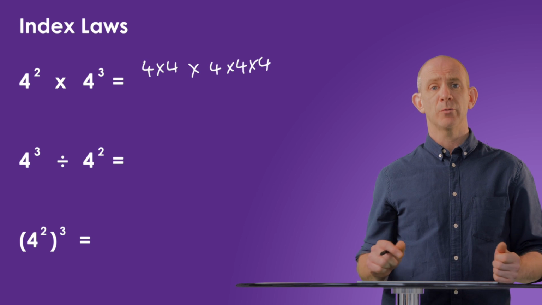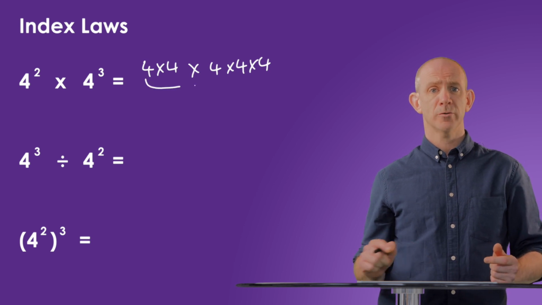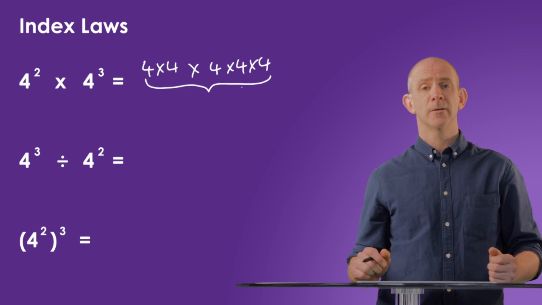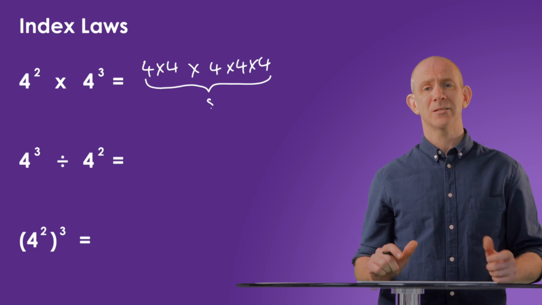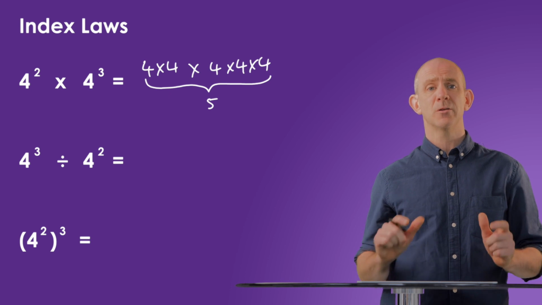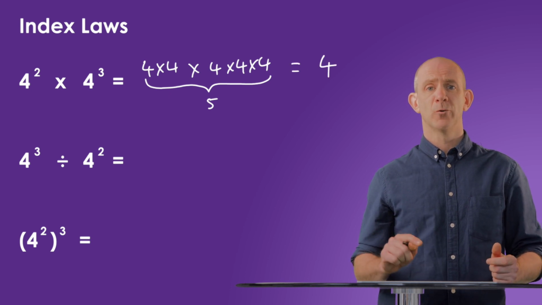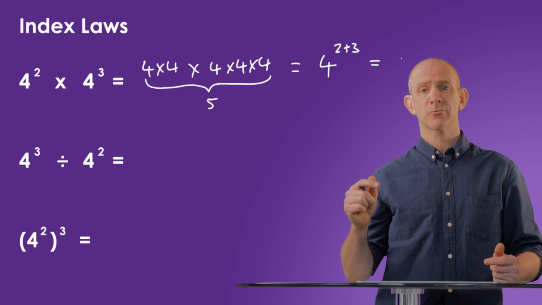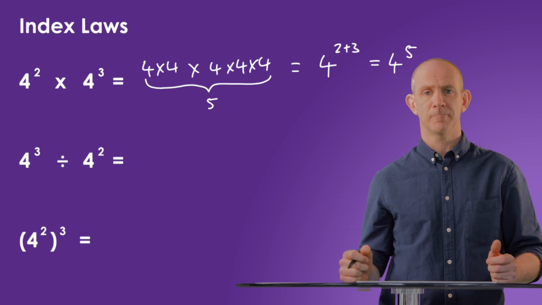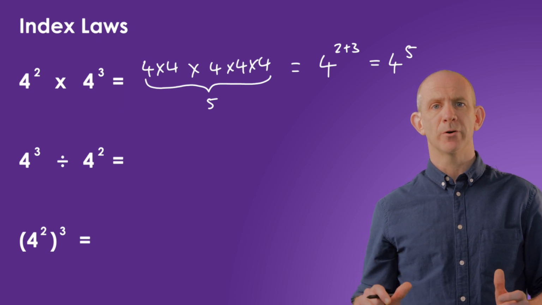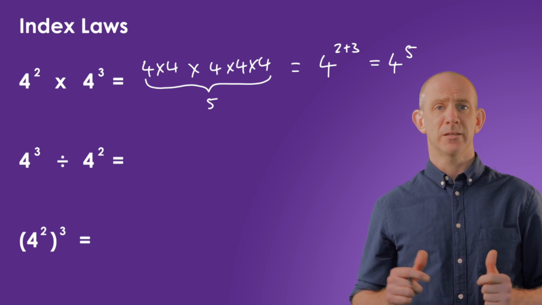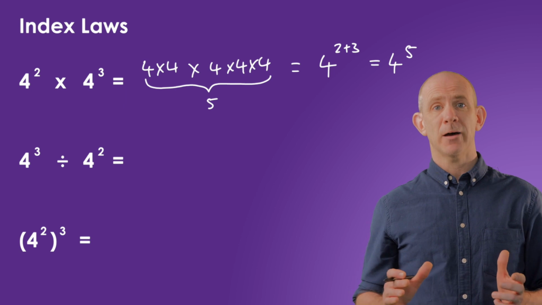So you can see now that we've got 4 times 4 times 4 times 4 times 4. So it's 4 to the power of 5. And the way you can think about that is you can actually add the powers together because the base numbers are the same. So you have 4 to the power of 2 plus 3 gives you 4 to the power of 5. So in multiplication with indices, it's important to remember that if the base numbers are the same, in this case the number 4, you can add the powers.